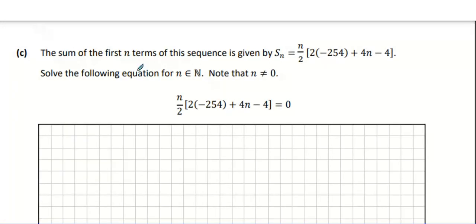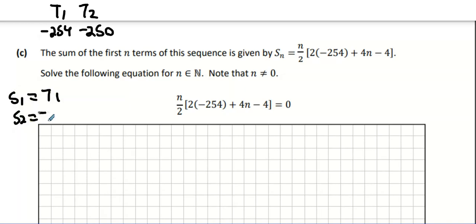Now, the sum of the first n terms is given by this formula here. Now, let me explain what the sum of the first n terms means. So, if you remember the last question, T1 was minus 254 and T2 was minus 250. Essentially, S1 is the same as T1. S2 is the same as T1 plus T2. S3 is the same as T1 plus T2 plus T3. That's what the sum means.